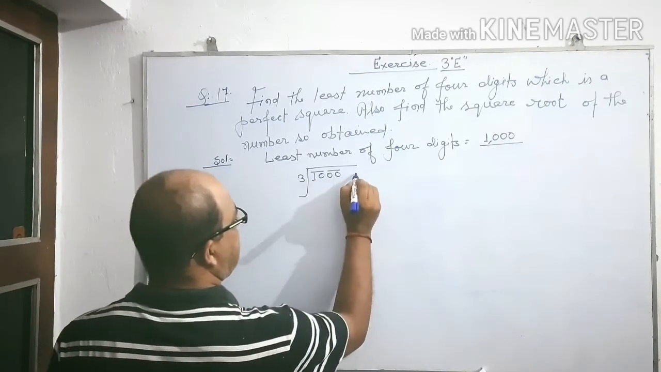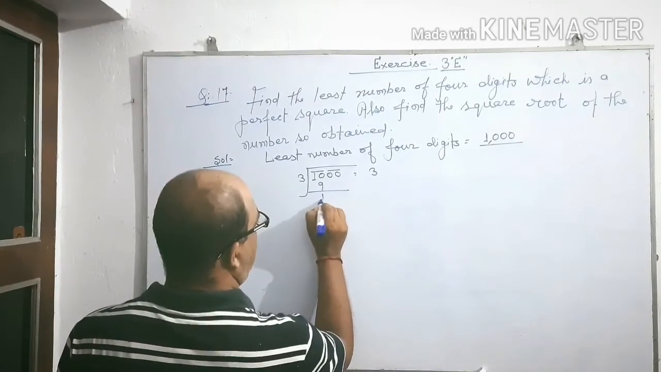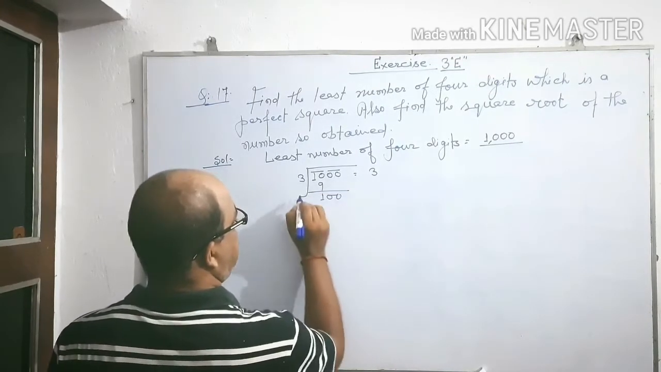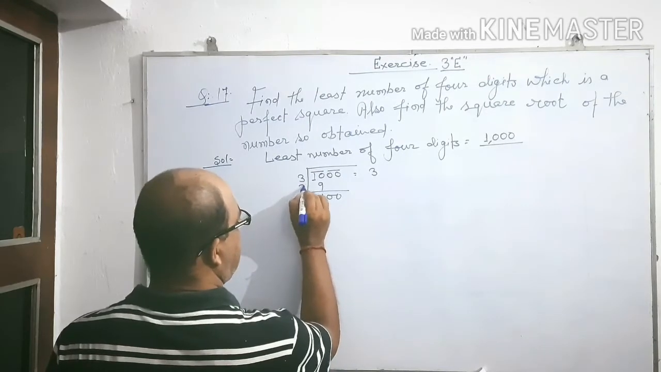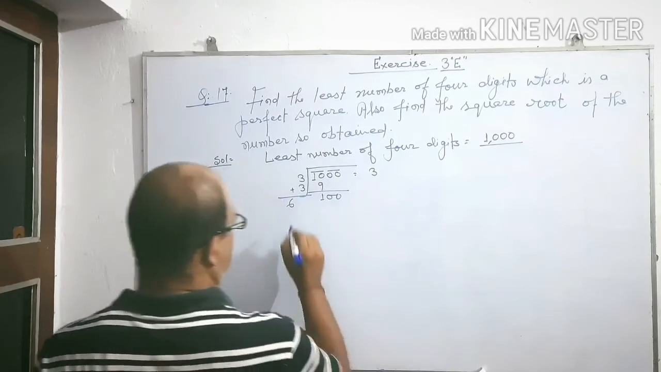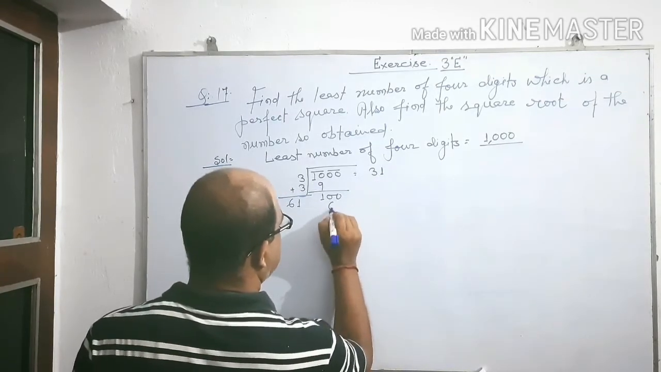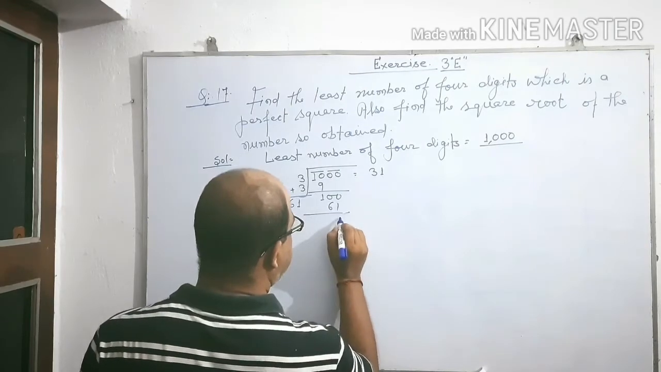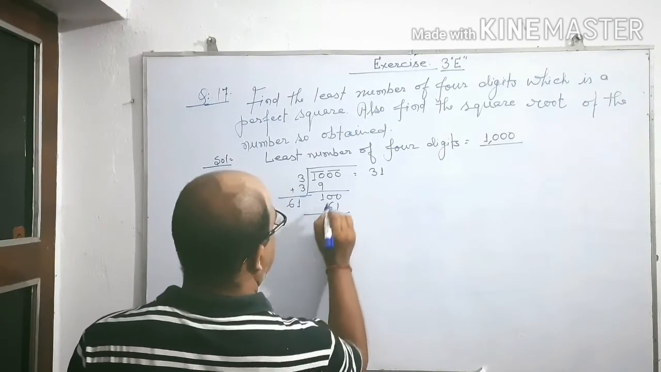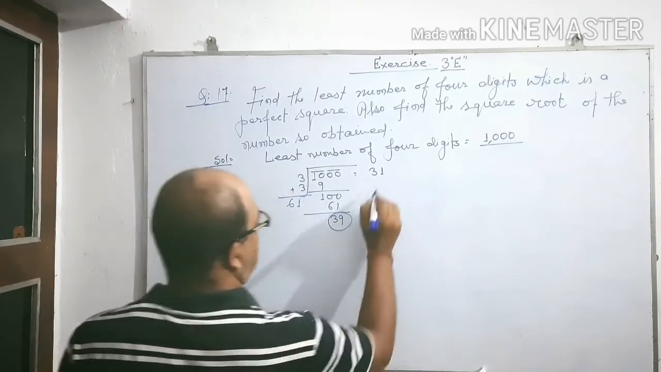3 threes are 9. Note down 1, and bring down the pair of zeros here. 3 plus 3 is 6. Now if we put 1 here, it makes 61. 10 minus 1 is 9 and 9 minus 6 is 3. 31 is the remainder.